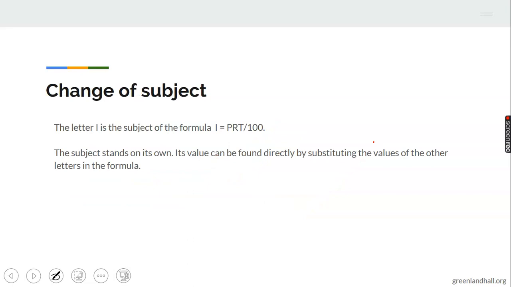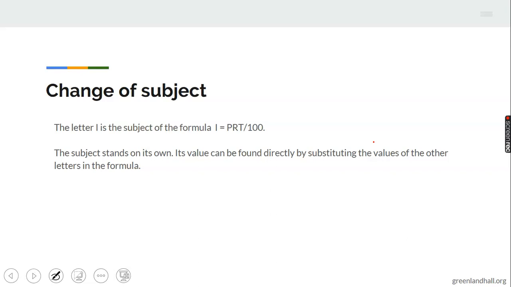Change of subject. What is the meaning of change of subject? That is, making a particular value the subject of the relation. But let's look at what we have here. The letter I is the subject of the formula: I equals PRT over 100. What does that mean? The subject stands on its own. Its value can be found directly by substituting the values of the other letters in the formula.